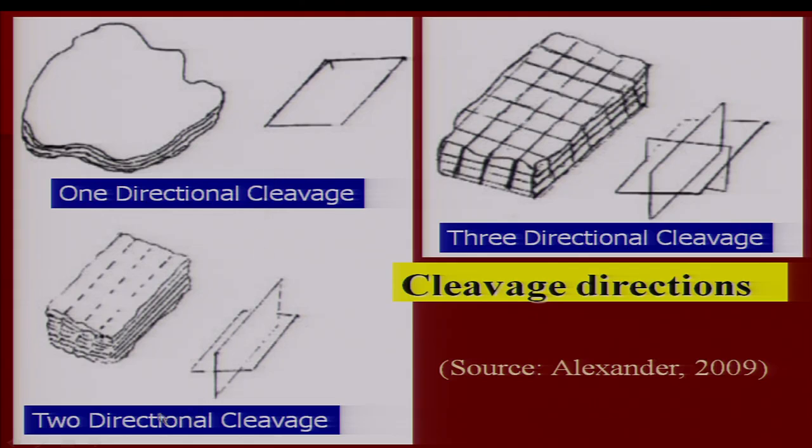Then second is the 2 directional cleavage. One direction is this one, the second direction is this one. So, in the drawing this is one direction, and the second cleavage is perpendicular to the horizontal direction. This is the horizontal direction, and another set of cleavage is perpendicular to the horizontal surface. So, there are 2 directional cleavages.